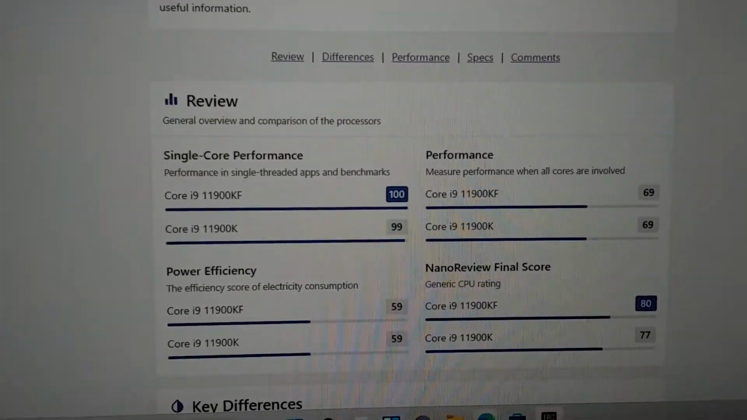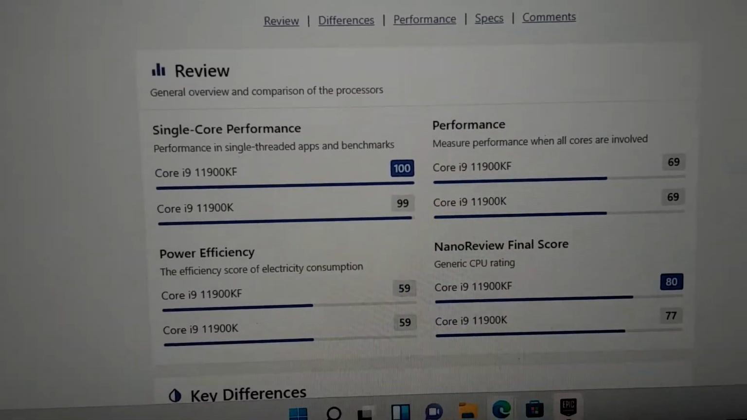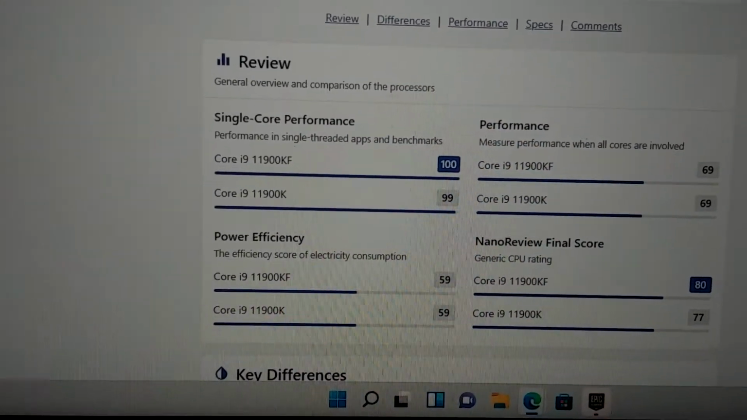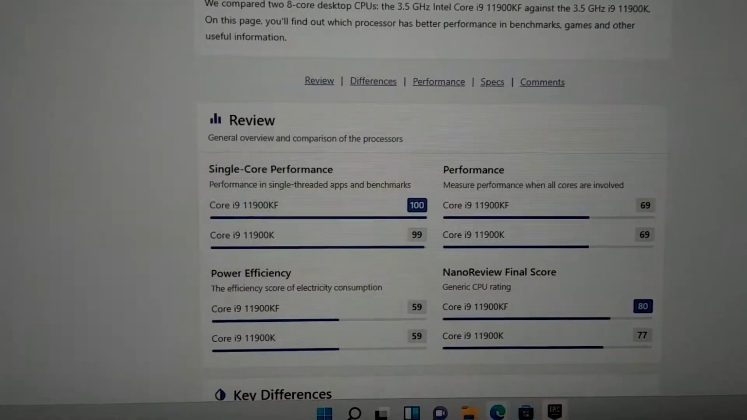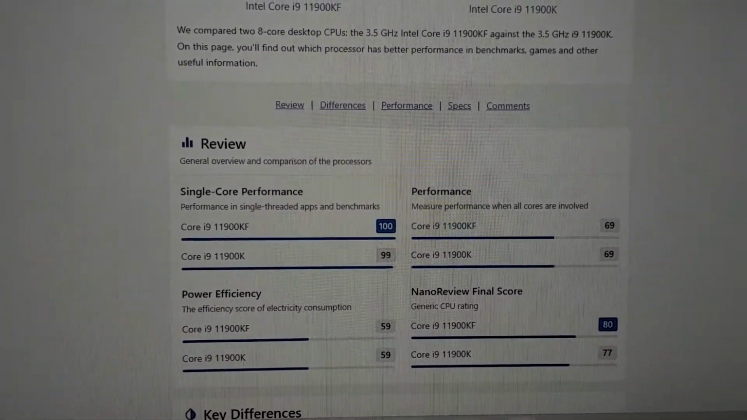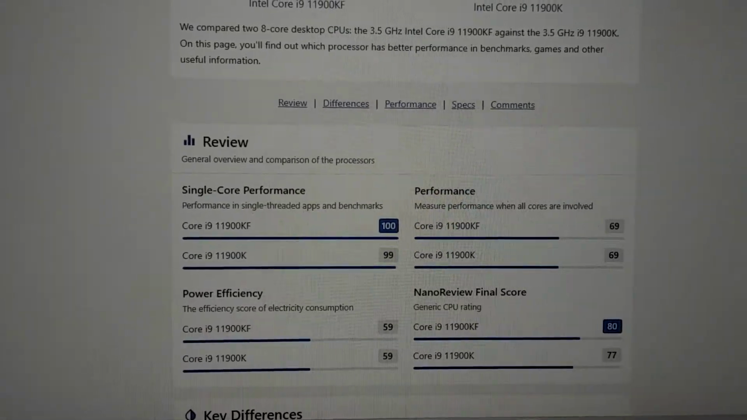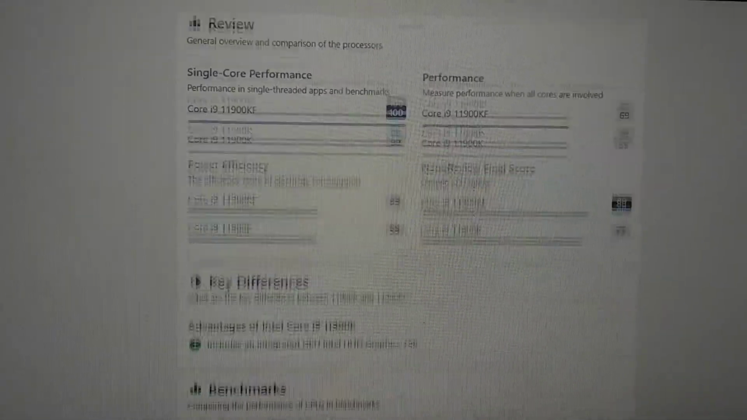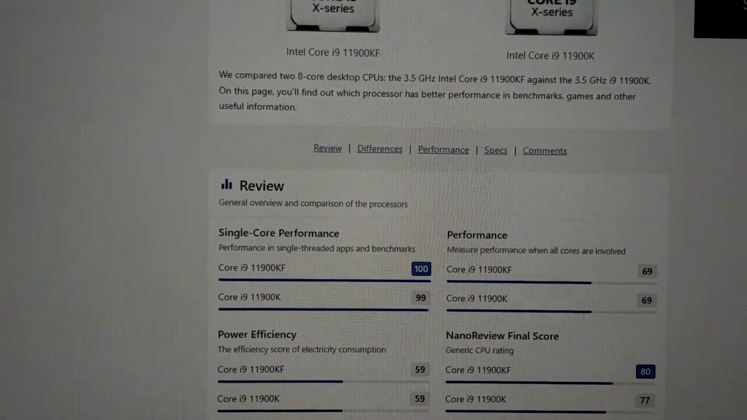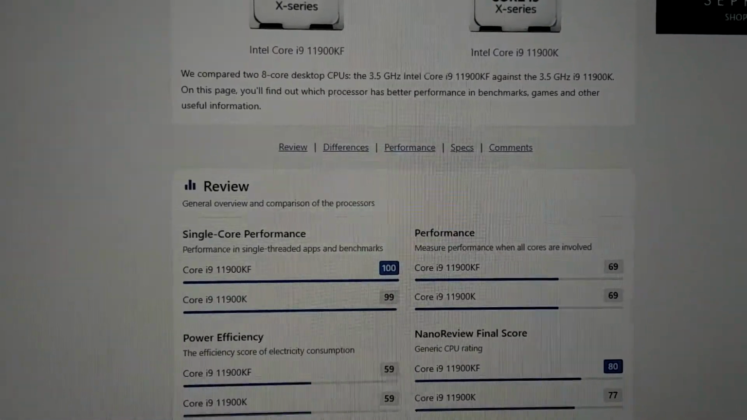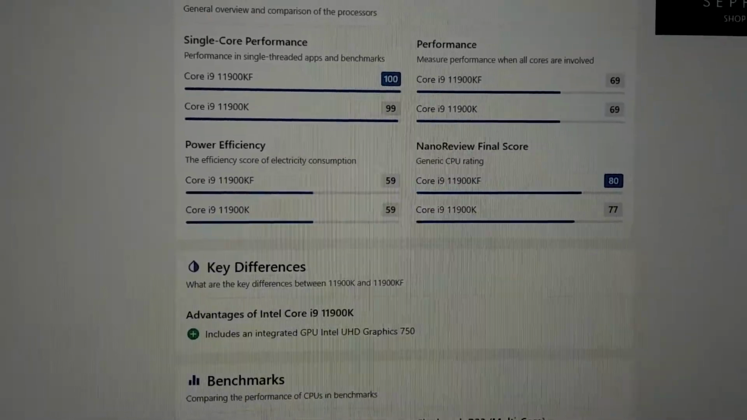Okay, as you could see, it's not much of a difference. There's the specs, you know, one's K, one's KF. There's not much of a difference in terms of performance. Okay, so I'm just going to explain to you what I would do if I were you guys between the 11900KF versus 11900K. I personally would get the 11900K.